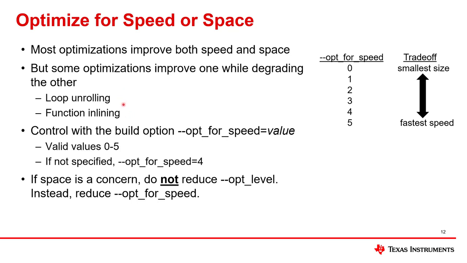And here are two examples. Loop unrolling is where you make multiple copies of the body of a loop and then reduce the loop count accordingly. There are situations where that can lead to an overall speed up, but it takes more instructions to do that, or it takes more size to do that.